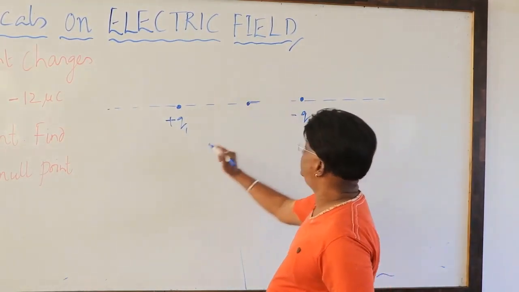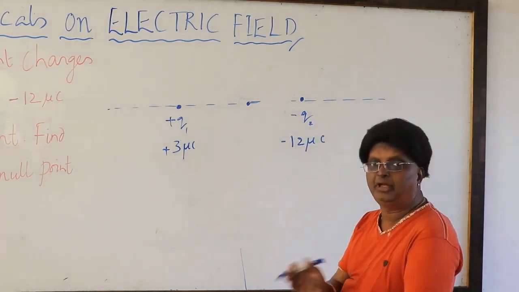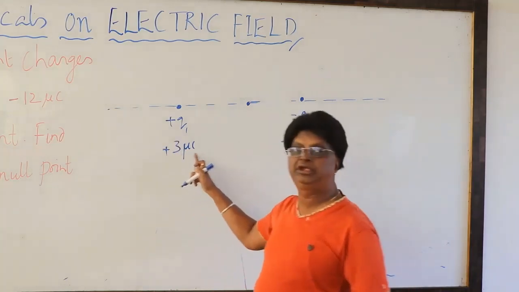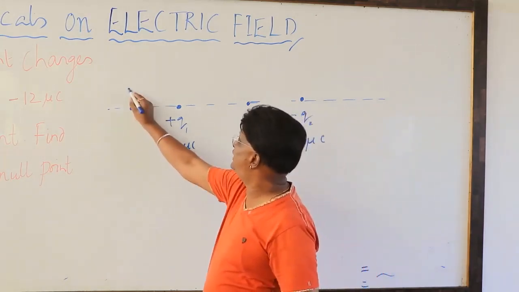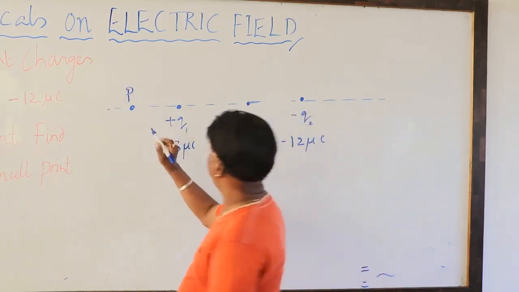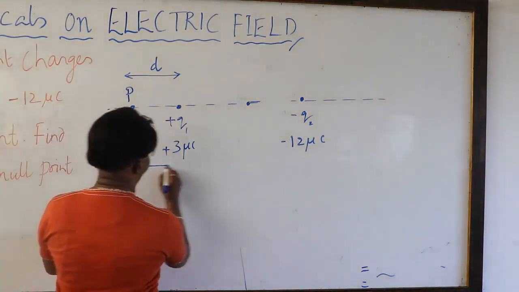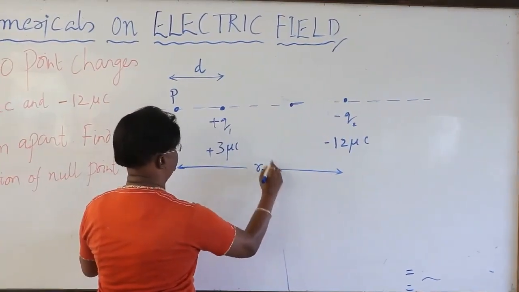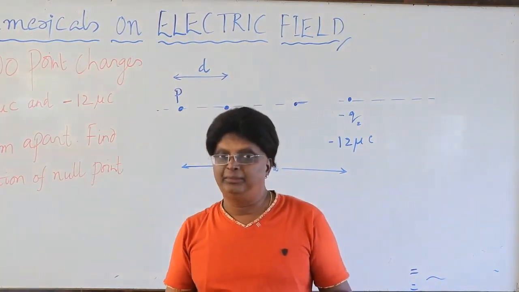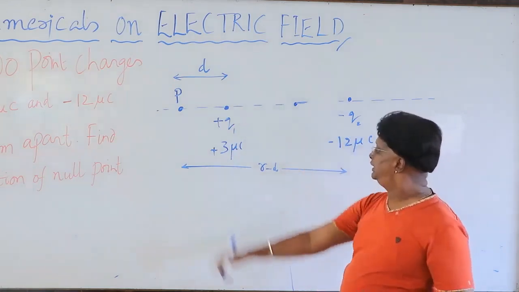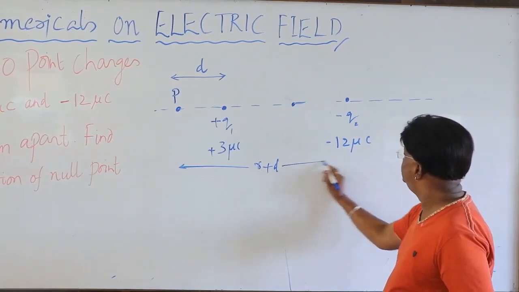Therefore, in the given example, if I take this as 3 microcoulomb, which is positive, and this is 12 microcoulomb, which is negative, the same example, this time you will take the null point towards the left of this 3 microcoulomb. Nearer to the smaller charge is the most important thing to be remembered. Here I take this point as P, which is a null point. If the distance of the null point from Q1 is D, the distance from Q2 will be R minus D. Remember, earlier it was D from Q1 and R minus D from the other charge because it was in between. This time, from Q1 it is D, and from the other side it will be R plus D. I'm sorry, so this is what R plus D becomes, R plus D distance.